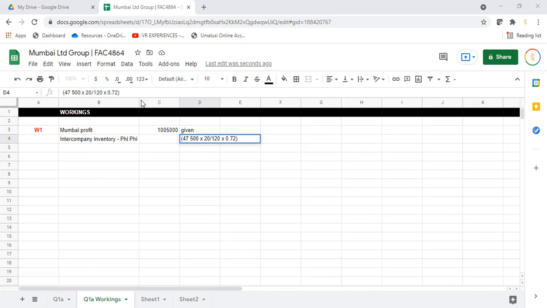Because it's for every 1 rand, it is so much Thai baht, we will divide by 950. If they gave us the number of rands for each Thai baht, then we multiply. Please take note of that.